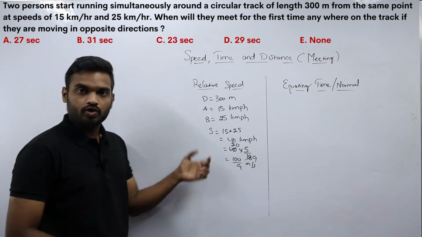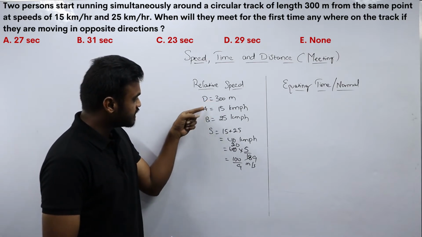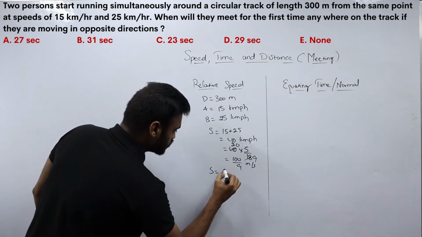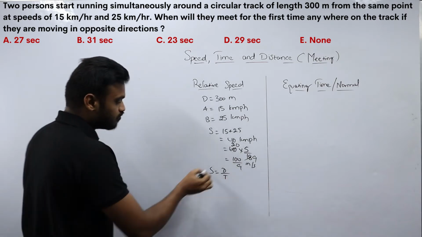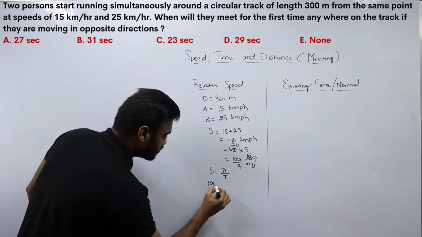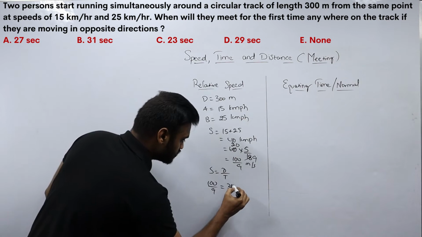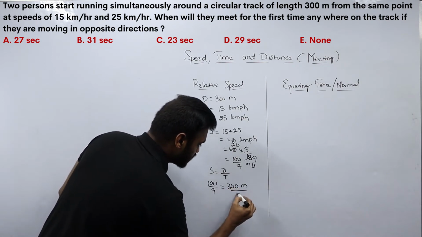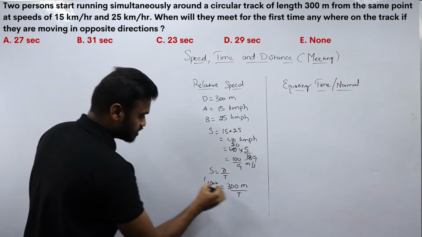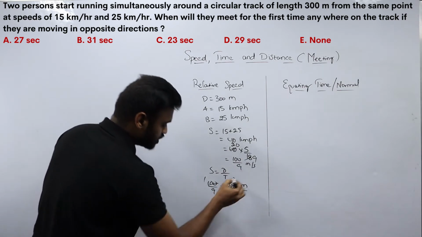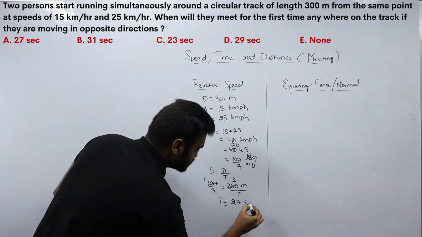Now we need to find out at what time both persons, that is A and B, will meet in the circular path. So speed equal to distance by time. We already know the speed, that is 100 by 9 meter per second equal to distance is 300 meters, 300 meters by time. So we will cancel 100 ones, 100 threes. So I will get T equal to 9 into 3, that is 27 seconds.